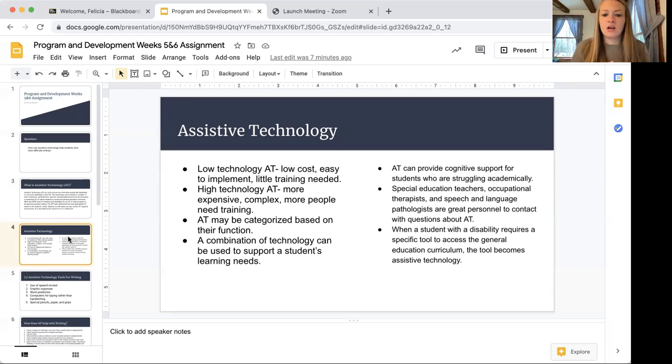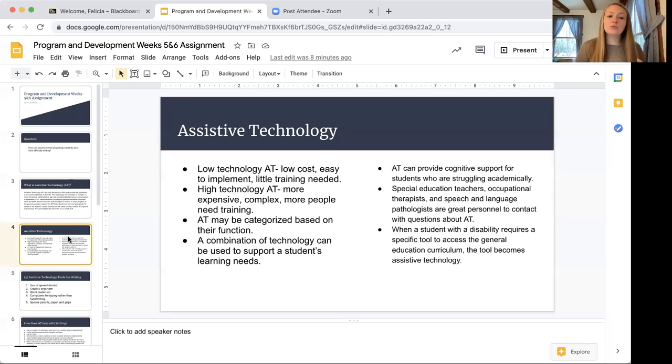It's very beneficial. So AT can provide cognitive support if a student is struggling. These supports are really put in place to help students be successful. They wouldn't be successful otherwise if they didn't have this technology and these supports. Some people that you could reach out to about these supports are your special education teacher, your occupational therapist, and the speech and language pathologist. All these people definitely have experience with some type of assistive technology, or they can find you the resources that you need to help a student with assistive technology.